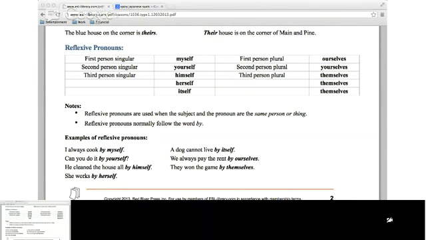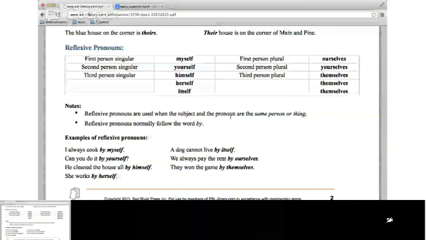Examples of reflexive pronouns: I always cook by myself. Can you do it by yourself? He cleaned the house all by himself. She works by herself. A dog cannot live by itself. We always pay the rent by ourselves. They won the game by themselves. Okay, very good.